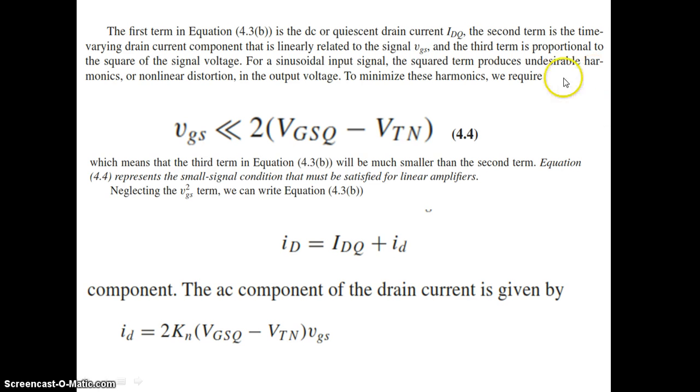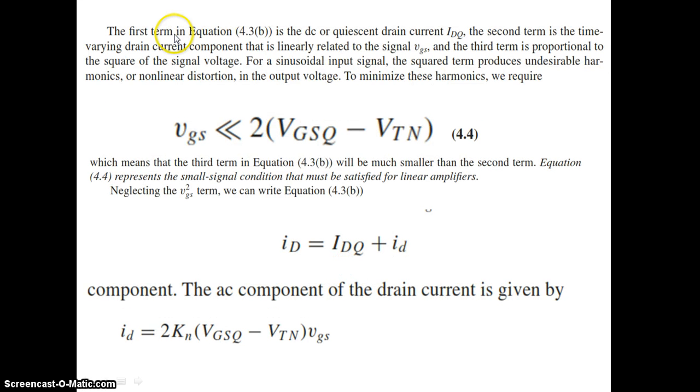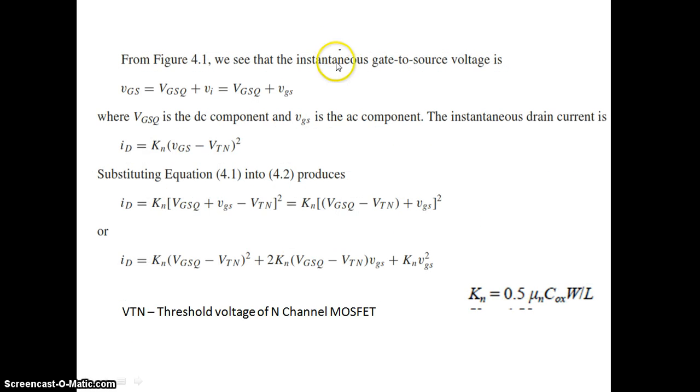What we are trying to say is, in the equation there are three terms. The first term is a DC current. Because we have written everything in capitals, it is the DC term. And the second term is the time varying drain current component. So here we have small vgs.